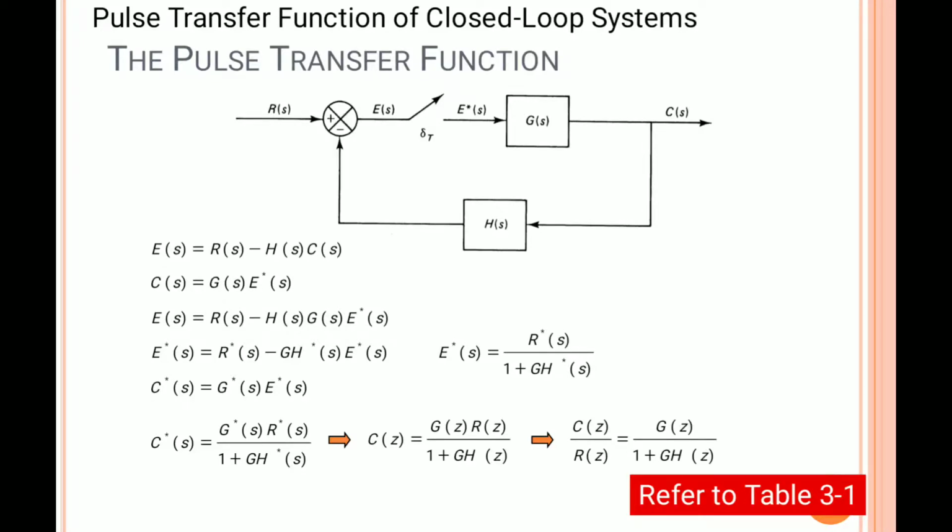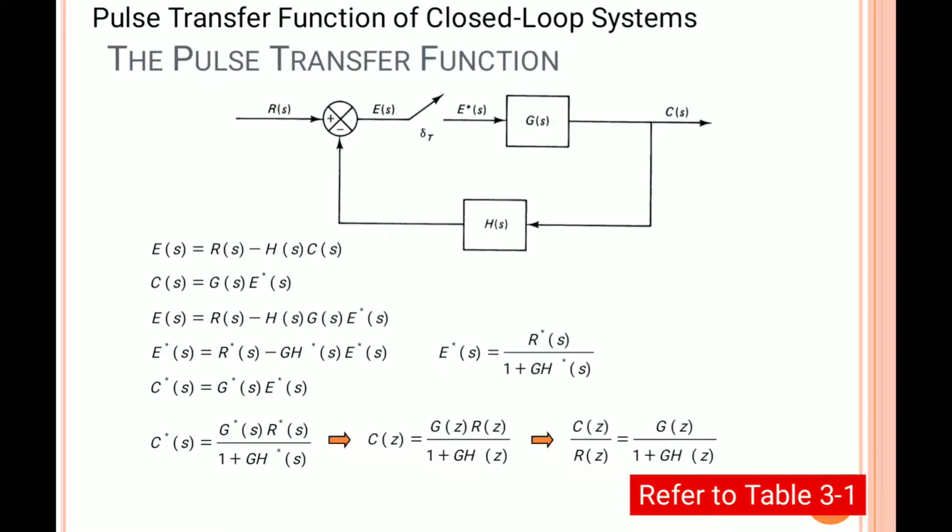Output is C and the input is R, so C(z) upon R(z), that is our aim to find out. So the error signal, first of all, E(s), that is nothing but the input signal R(s) minus feedback signal H(s) into C(s). Okay, then what is C(s)? It is the output signal, multiplication of E*(s) into G(s). The E*(s) is what? It is the error signal which we are getting from the comparison of R(s) and minus H(s) into C(s). C(s) we can put there.